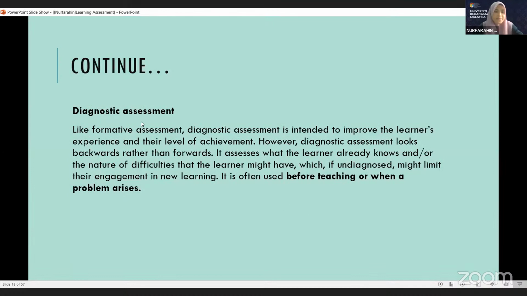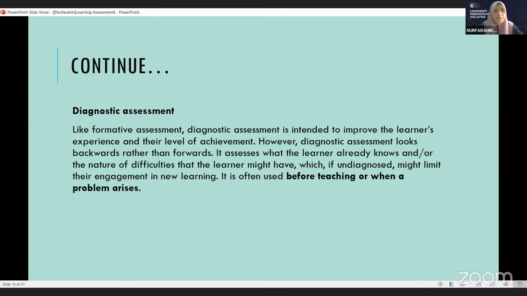Diagnostic assessment is pretty much similar to formative assessment, just that with diagnostic assessment, you would like to identify, you would like to detect problems ahead before you start your class. You want to know what the potential problems are that may arise before you start your lessons. So it is often used before teaching or when a problem arises.